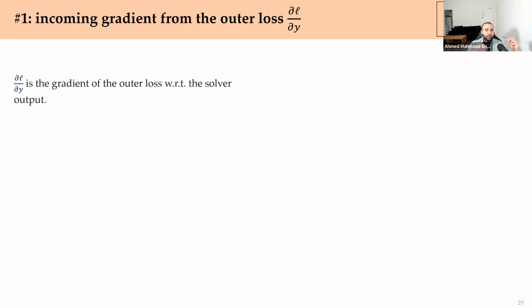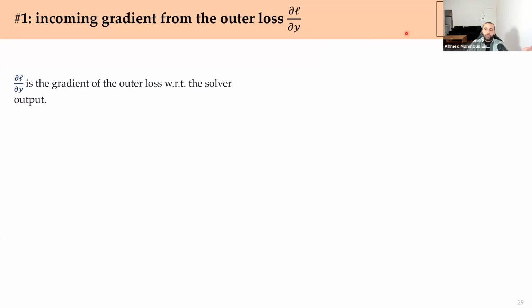Okay, so in the next three slides, I'm going to go through these three different partial derivatives that we're going to compute, and we're going to use PyTorch autograd to compute them for us. The first one is dL/dy, which we need in order to solve for the adjoint variable, lambda.